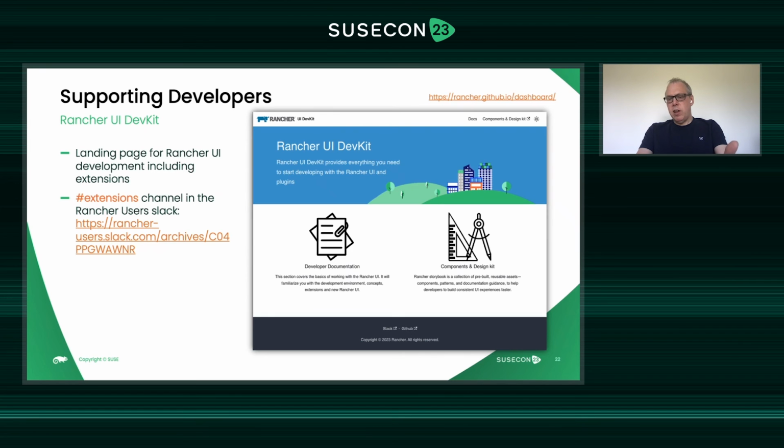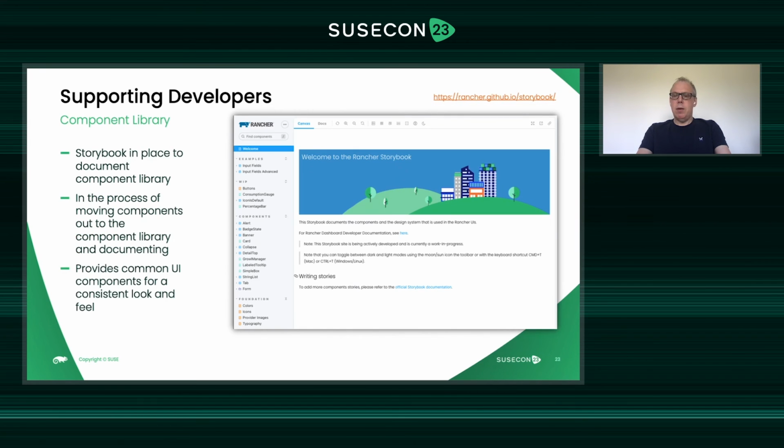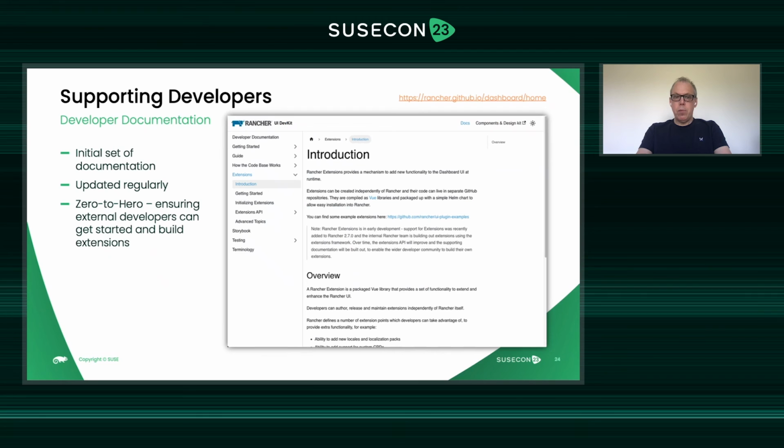You can go here. This is, like I said, just the landing page, and there's two aspects, right? And maybe I'll show these in a sec. There's the Storybook. This is a standard project technology for documenting component libraries. Something we're building out. We're in the process of moving more of our components out of the Rancher code base into the component library, documenting them. This helps provide a consistent look and feel. You don't have to use our component library. You can use whatever you want. But if you do want to use it, we are trying to separate it out and make it much easier to consume. Key thing really, developer documentation.